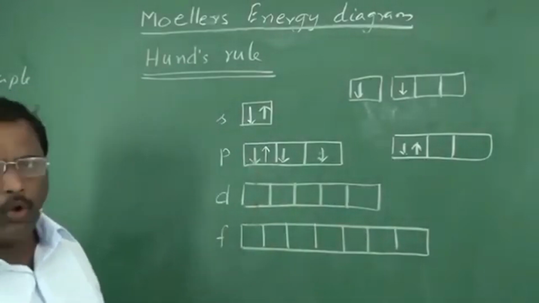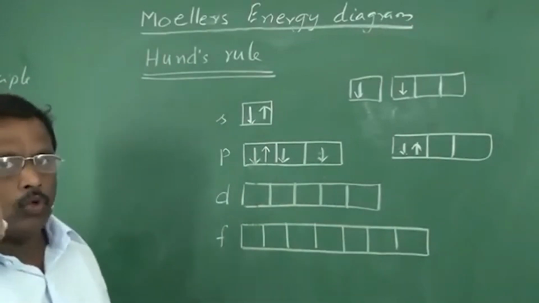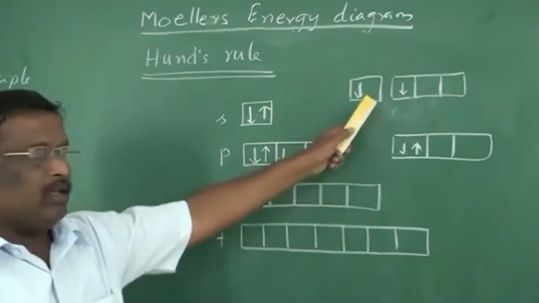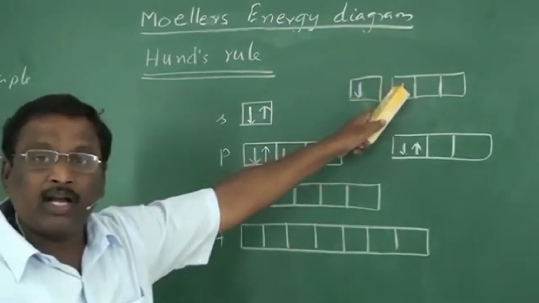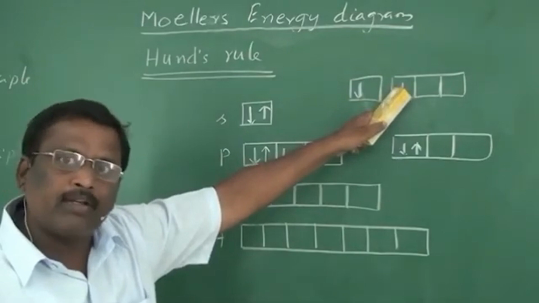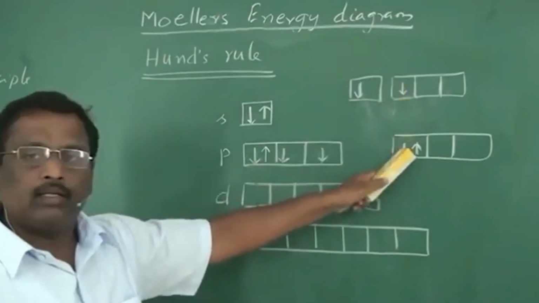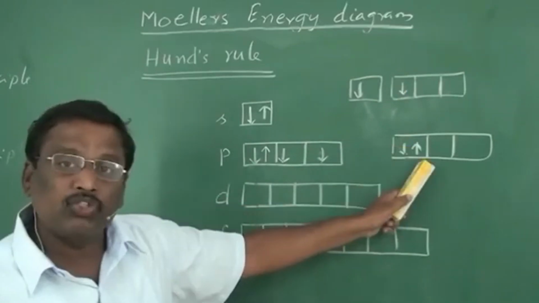Violation may be according to any rule, but you should be in a position to identify which rule was violated. Here, before filling this s orbital, an electron is entering into the next p orbital. This is against the Aufbau principle. Here, before filling these 2 orbitals, the pairing takes place here. So this is against Hund's rule.